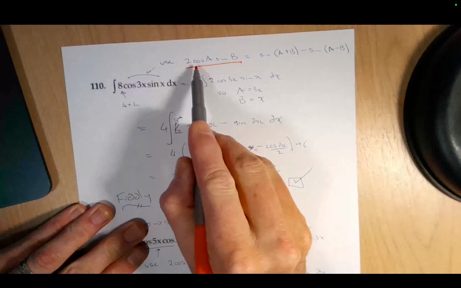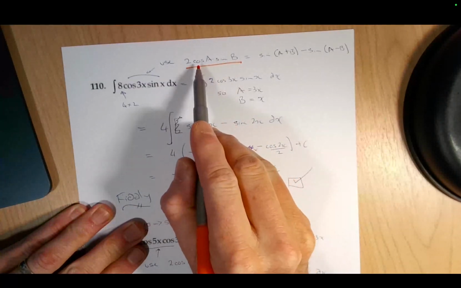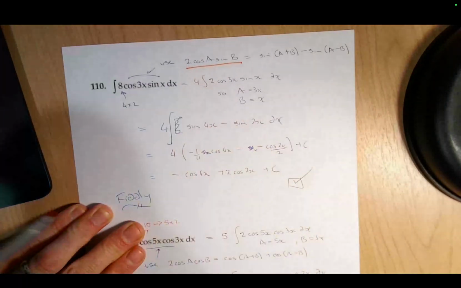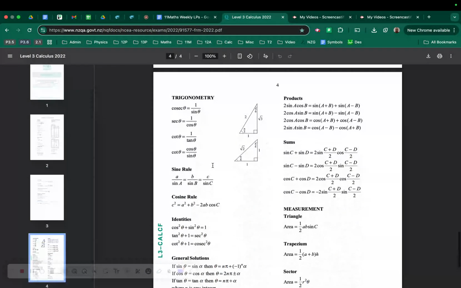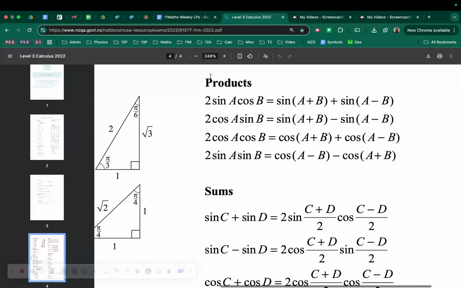use a trig identity. Basically, what you have to do is go to your formula sheet, scroll to the last page, and what you're seeing here is this expression. Let's make it a bit larger. We've got products, and you've got four aspects here. This one is sine A times cos B. The proof is, you have to disbelieve this. If you have 2 times sine A cos B, you can rewrite it, see that equal sign, as this expression.